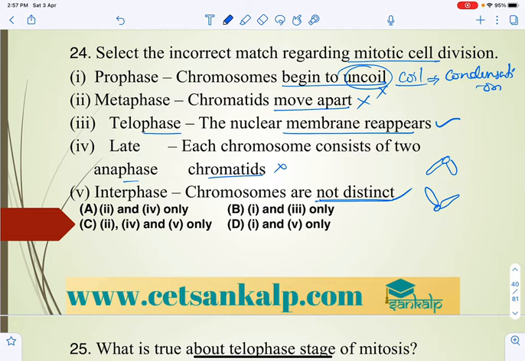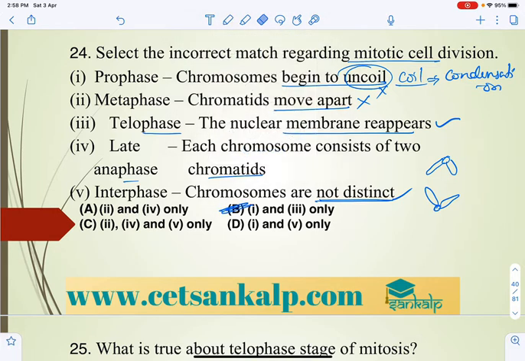So here we have to select the incorrect statements. The second one is incorrect and the fourth is incorrect. So the second and fourth statements are incorrect. So the answer for that is B.